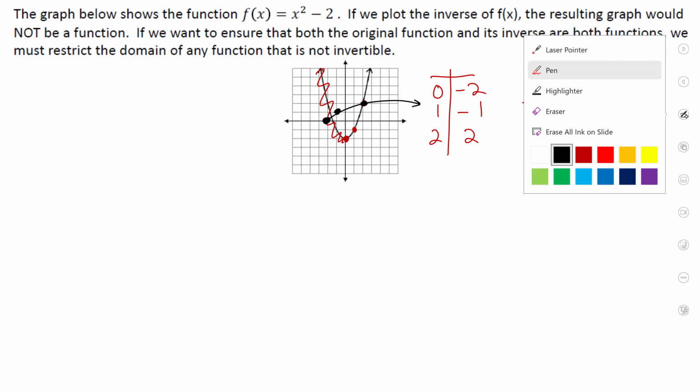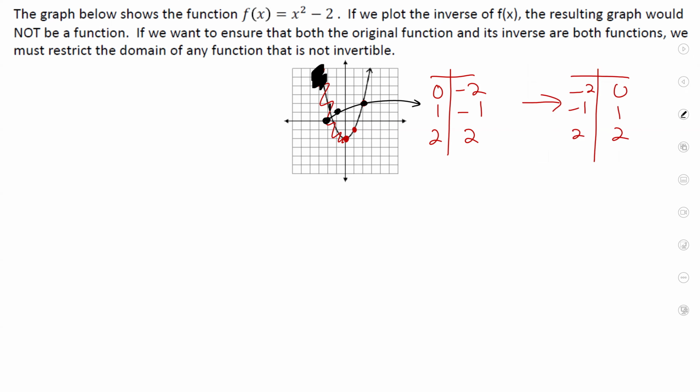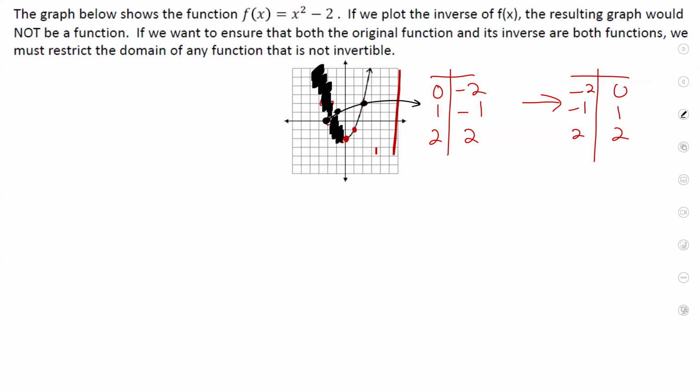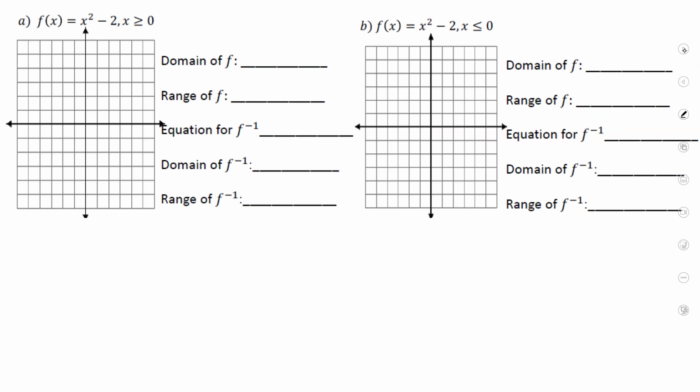So guys, what I did was I just got rid of this part of the graph. Now we can invert it. It's now a function. The inverse is a function. It passes the vertical line test. So guys, let's go ahead and do that here. Let's make a table and graph the right side of this function.